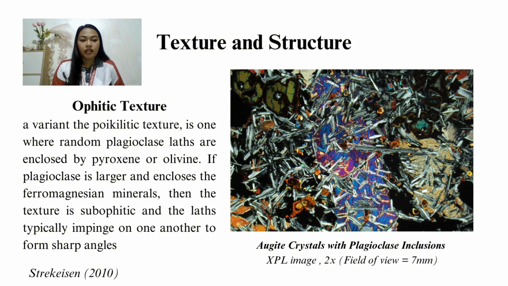The interlocking nature of the laths, often forming sharp angles, provides clues about the cooling history and crystallization sequence of the rock. The presence of ophitic texture in a rock sample suggests it originates from a subsurface magma chamber, as it requires moderate cooling rates, faster than plutonic rocks but slower than volcanic lavas.